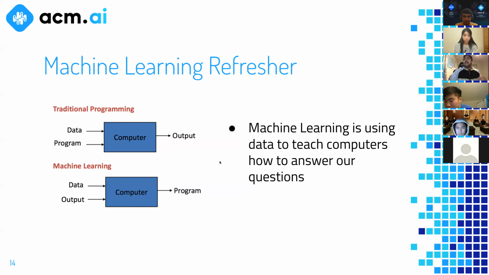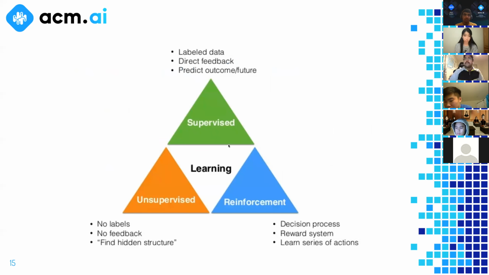The core crux of machine learning is to use data to teach computers how to answer our questions and make them do what you want efficiently, like in the example.